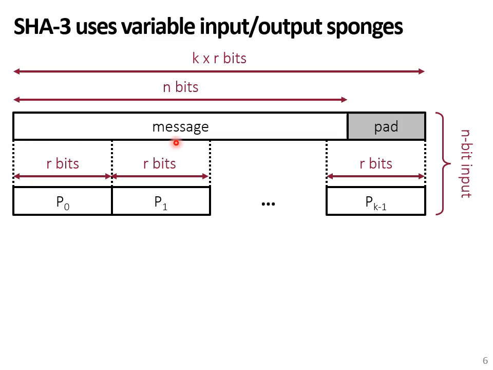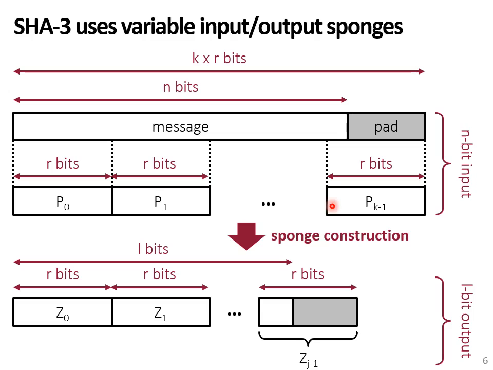Just like other SHA hashing algorithms, it adds padding to make sure that the message size becomes an integer multiple of the block size R. So we end up with k times R bits. SHA3 then splits our message into fixed size blocks, k blocks in total, each of R bits. Then the sponge construction is used, which I will explain in a bit, to generate the output.